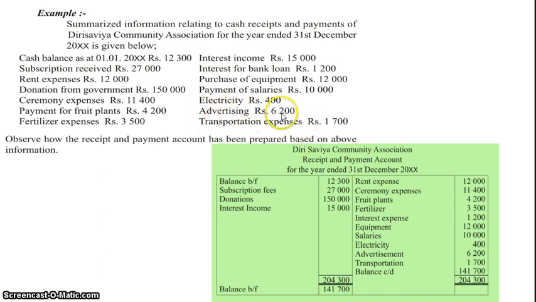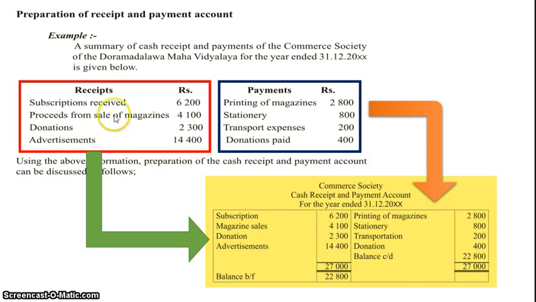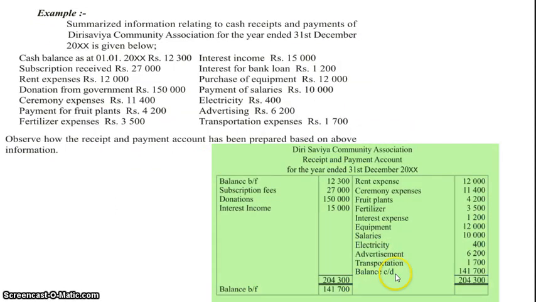Here you can see advertising. Generally, if you all know, girls, advertising is an expense. But only that in the previous question, they have recorded it under receipts. So you just take it under receipts because they have given it under receipts. But if not, generally advertisement will definitely go under expenses.